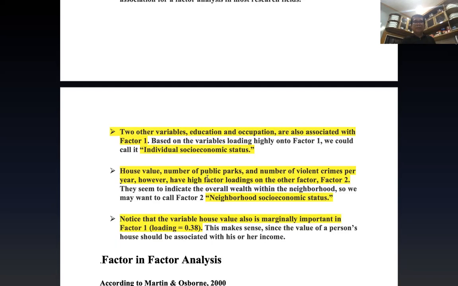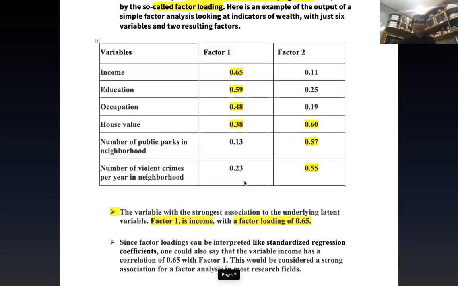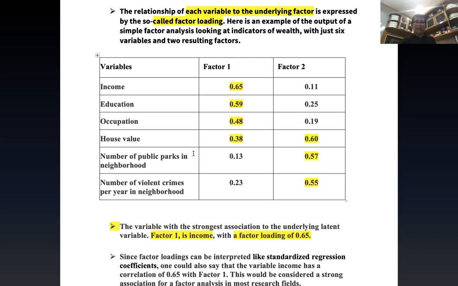Number of public parks and number of violent crimes per year, however, have high factor loadings on the other factor, factor 2. They seem to indicate the overall wealth within the neighborhood. So we may want to call factor 2 neighborhood socioeconomic status. We look at factor 2. We look at number of public parks in neighborhood, number of violent crimes per year in neighborhood.